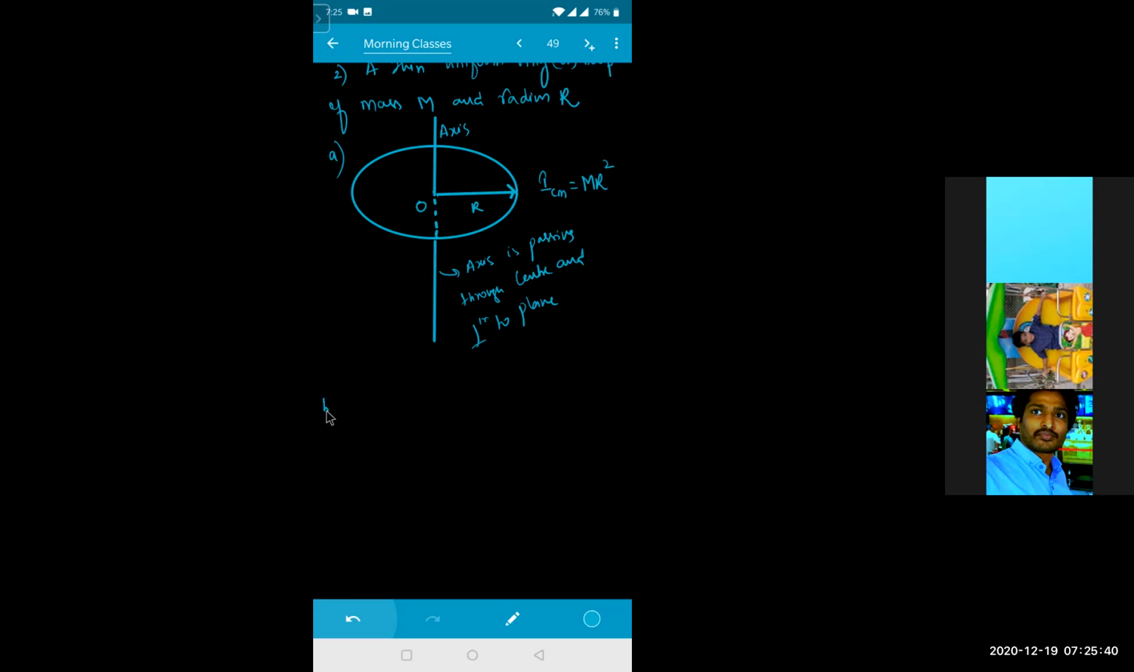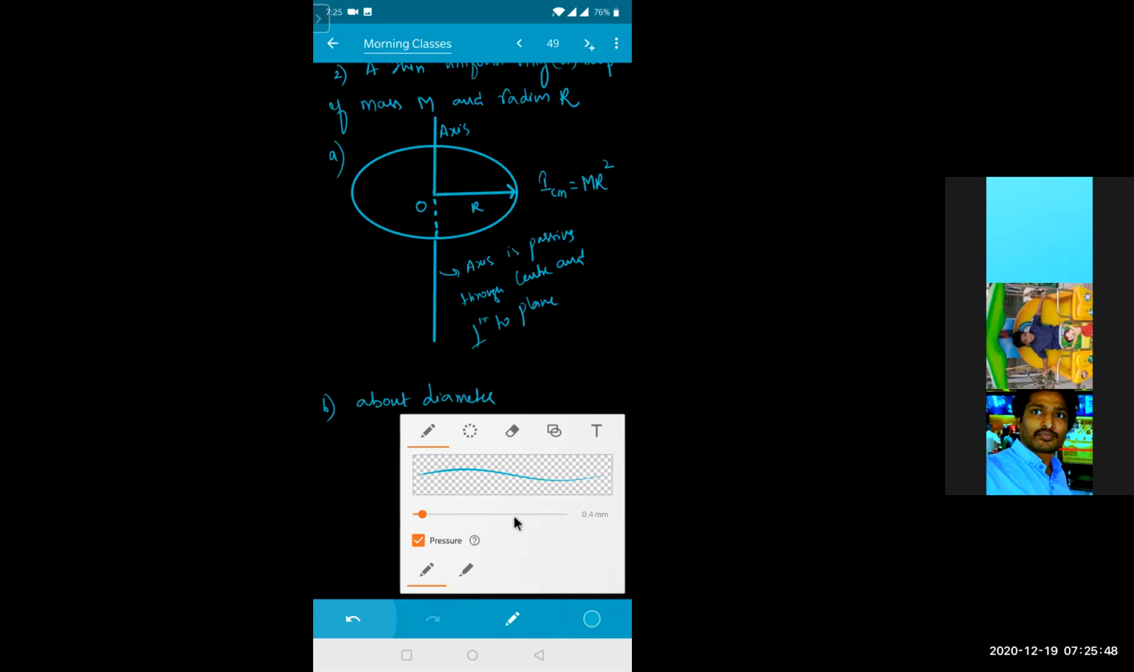Second one is about the diameter. About your diameter. That means this will be something like this.